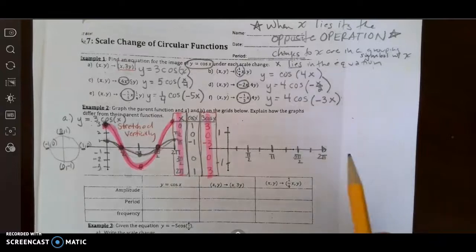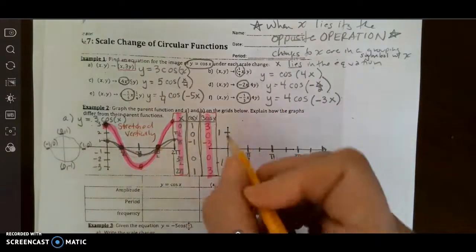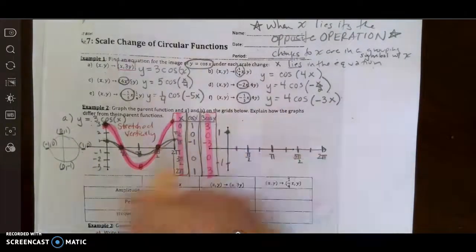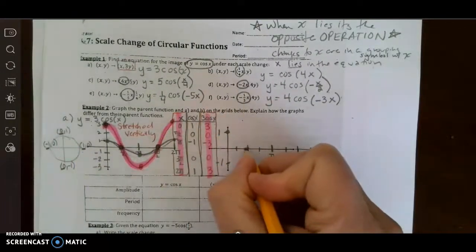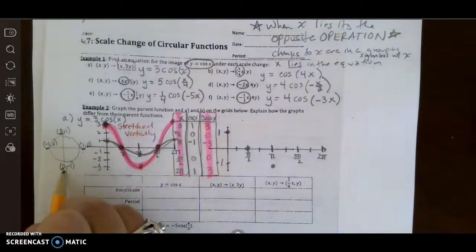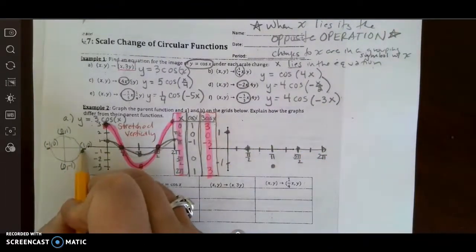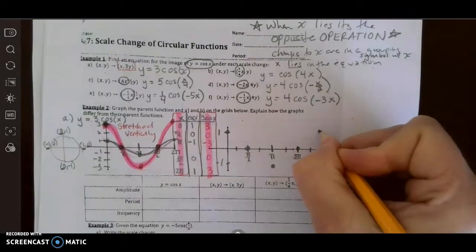And let's go ahead and graph our original. Remember, here I'm looking still at cosine. I'm starting at 1. At pi over 2, I go to 0. At pi, I go to -1. 3 pi over 2, I'm at 0. And back at 2 pi, I'm at 1.